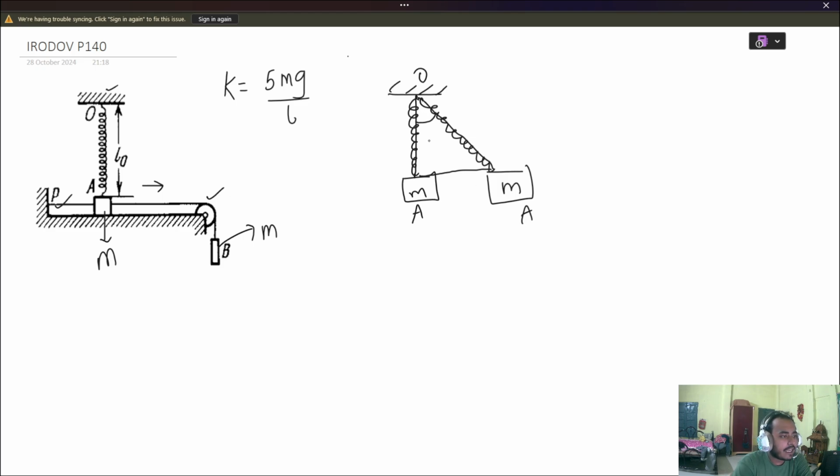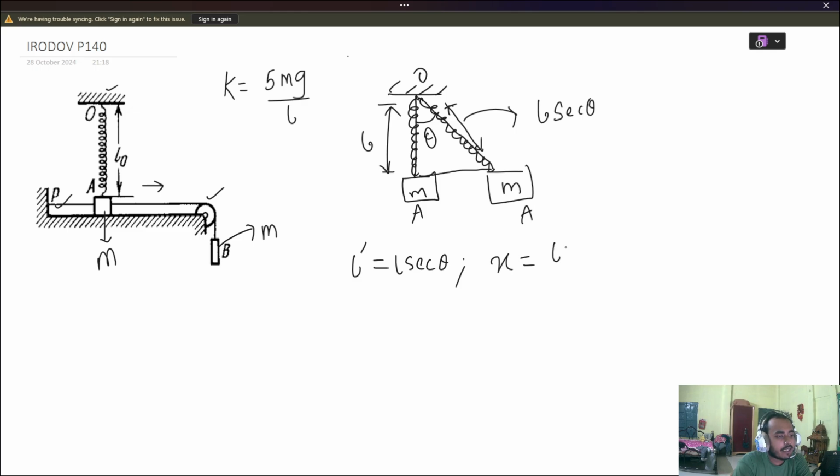First of all, let this angle be theta. When this angle is theta and this length is L, this length, according to trigonometry, should become L sec theta. You can simply take the cosine of theta, which gives you L upon this length. So this length would be L sec theta. What is this length? The extended length, let's call it L prime, is equal to L sec theta. And in that case, the extension of the spring x is L prime minus L, which is L sec theta minus L, or in other words, L times (sec theta minus 1).